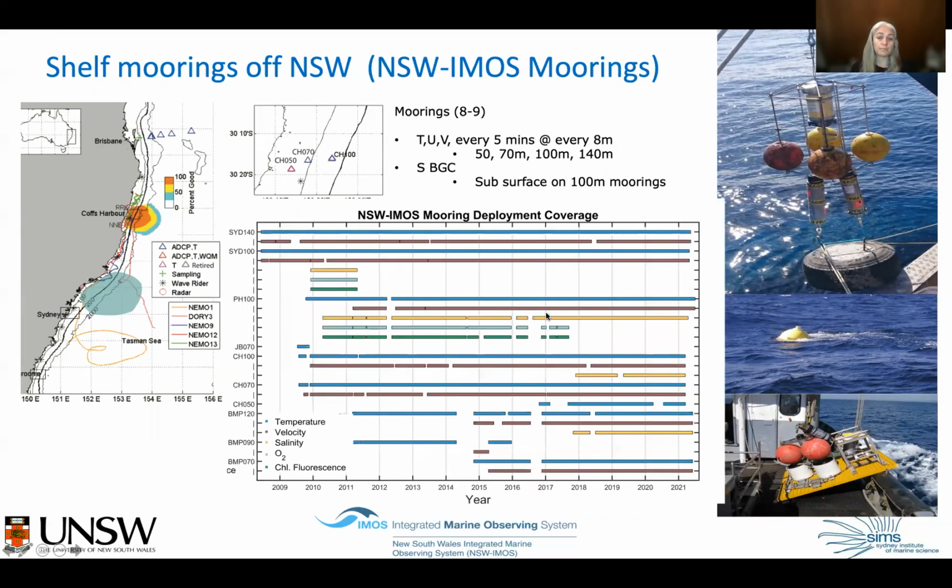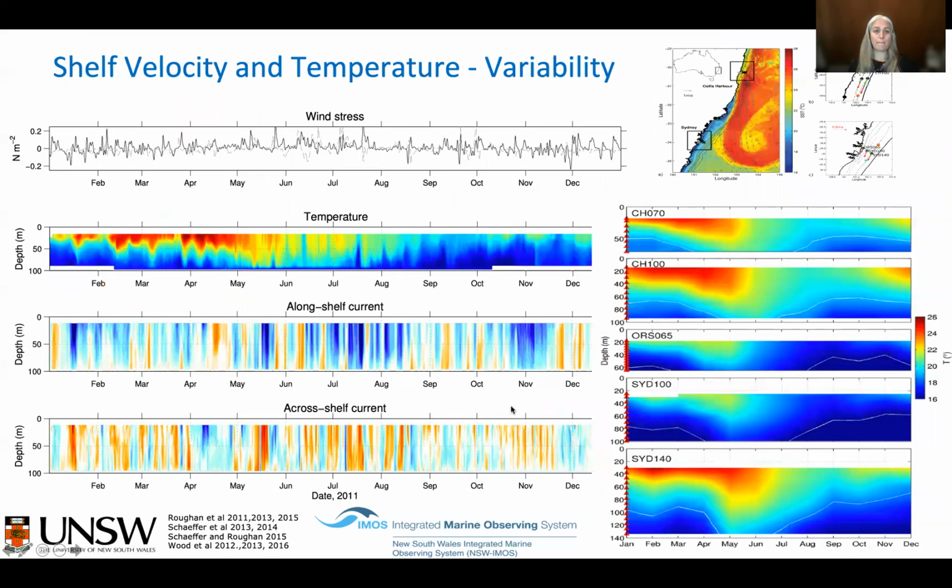We deployed our first moorings back in 2008, and we've had near continuous coverage at some of our sites. You can see here, this is a spatial plot from 2008 through to 2021. You can see the different variables that we've measured with time, but largely we've been very consistent with our temperature and velocity observations at these locations. We've been able to measure the variability in the system. As you can see, highly variable temperature.